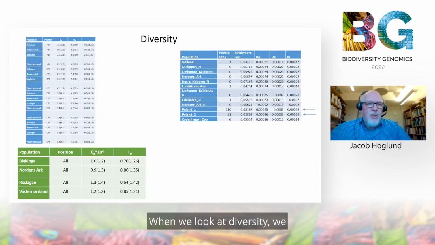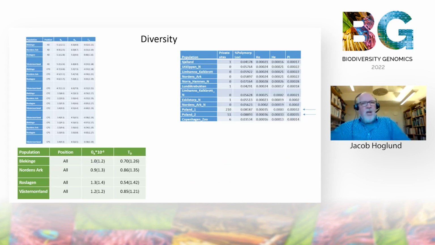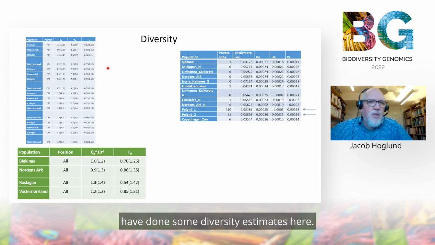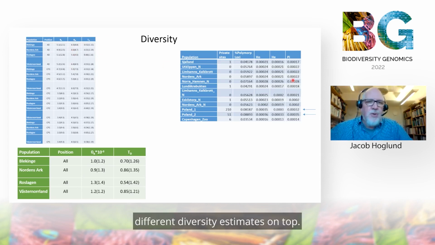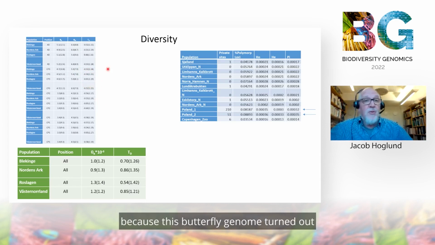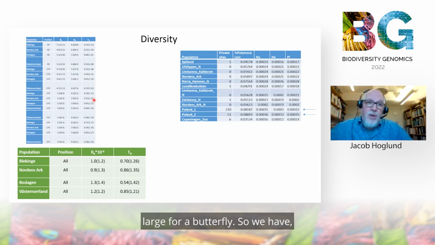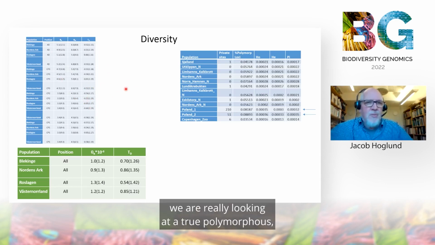When we look at diversity, we have done some diversity estimates here. You find in these tables the different diversity estimates on top. What we can conclude from this is that we had some difficulties with the butterfly species in mapping to a closely related species, because this butterfly genome turned out to be full of repeats and to be unusually large for a butterfly. So, to be sure that we are really looking at true polymorphism, we confined our analysis to protein coding genes.